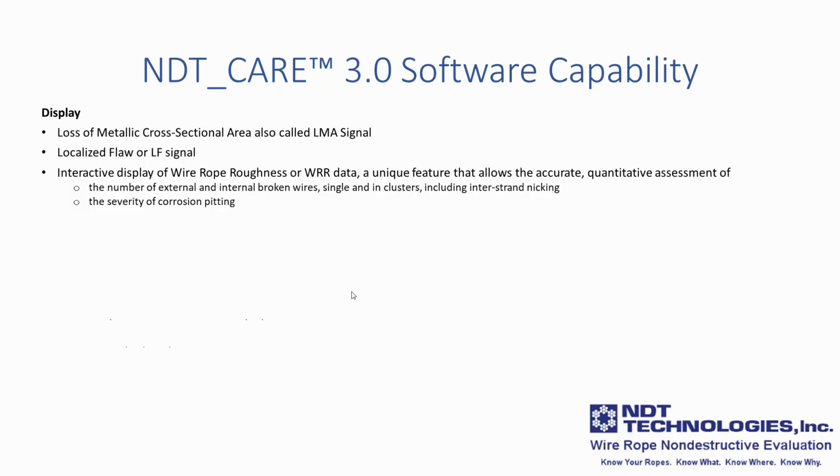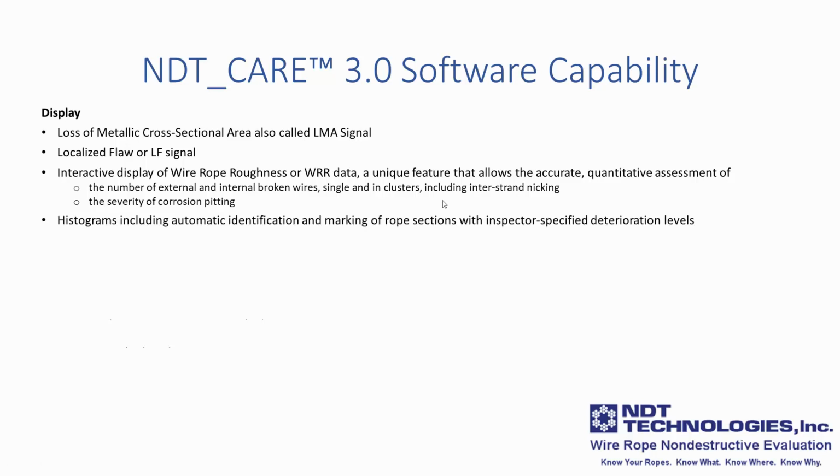is a unique feature that allows the accurate quantitative assessment of the number of external and internal broken wires, single and in clusters, including inter-strand nicking, also the severity of corrosion pitting. We'll also show histograms including automatic identification and marking of rope sections with inspector-specified deterioration levels.